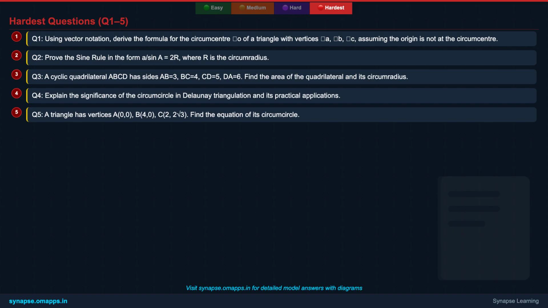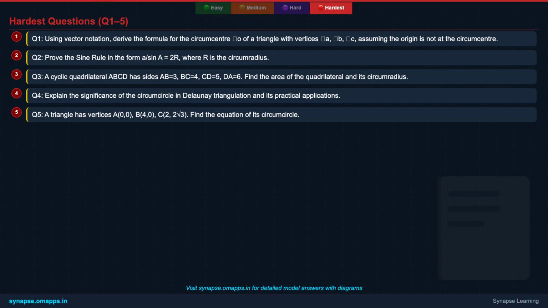Q3. A cyclic quadrilateral ABCD has sides AB = 3, BC = 4, CD = 5, DA = 6. Find the area of the quadrilateral and its circumradius.